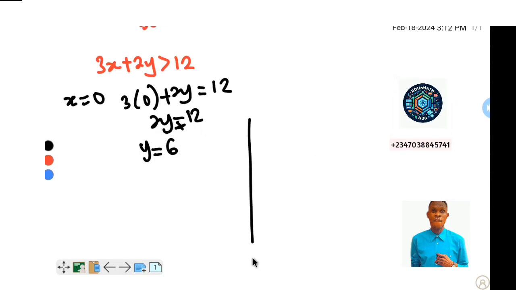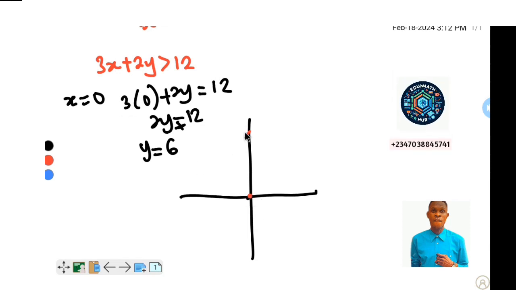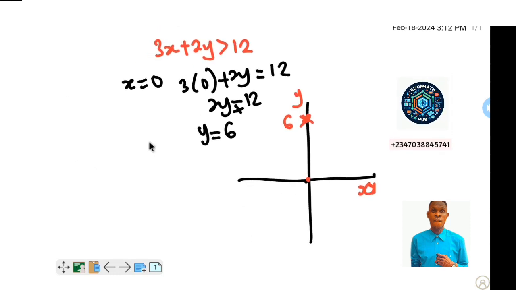So let's draw this line down. So when x is 0, x is 0 here. Then y is 6. 6 is up here. So this is 6. This is the y axis. This is the x axis. So this is our first point here. Okay, first point. Second point, we will obtain when y is 0.